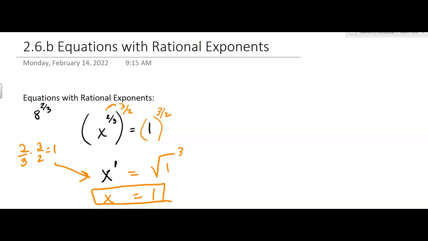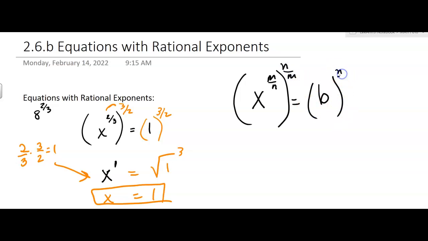So if we have x to the m over n equals, b or something, then you're going to raise that to the reciprocal, n over m, and you're going to do it to both sides, and you're allowed. Okay, now we should always check the answer. 1's going to be fine here, so I'm not worried about that.